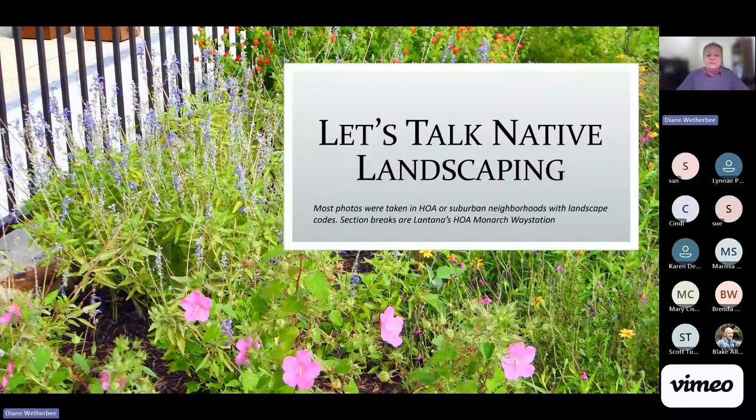These section breaks, these title slides like this one, the background of it is actually our Monarch Way station here in Lantana. It's right next to our most heavily used building, our event center, and it's an all native pollinator garden. So just keep that in mind as we go through here.